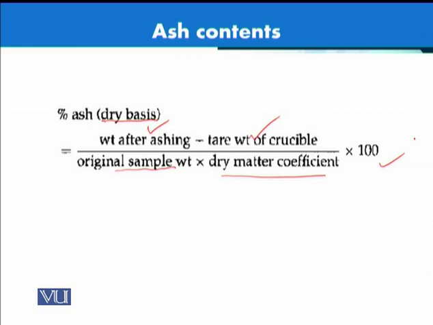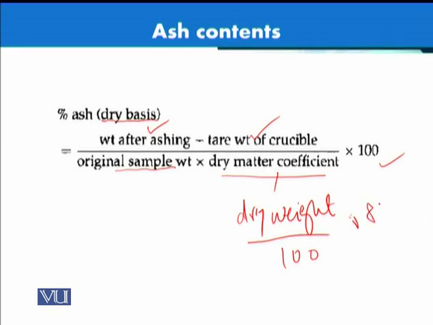This dry matter coefficient is basically related to the moisture content. It is basically the dry weight of food divided by 100. So if we suppose we have 87% dry weight for a food, divided by 100, that would be 0.87 dry matter coefficient. This dry matter coefficient has to be measured for every food.